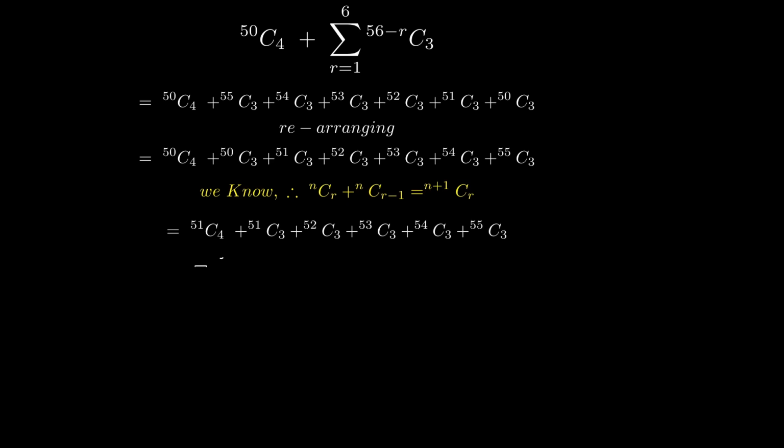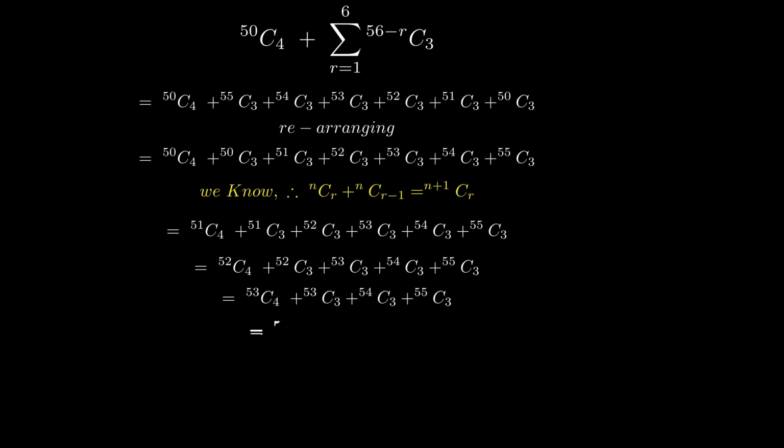The same way, every time you add, 51C4 plus 51C3 equals 52C4, right? The same way, finally it becomes 54C4 plus 54C3 equals 55C4. In turn, plus 55C3 becomes 56C4, right? So overall answer is 56C4.